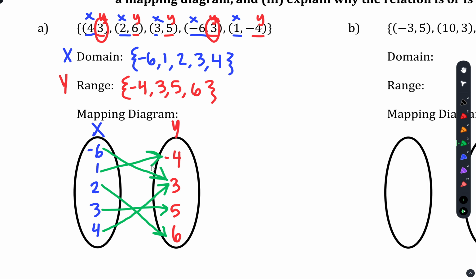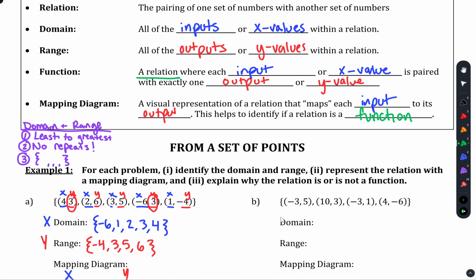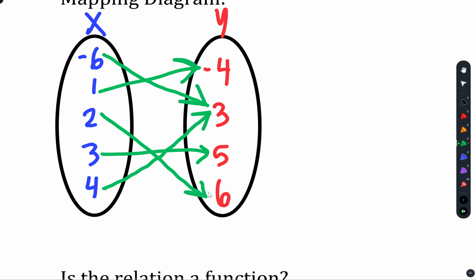That's part 2. The third part now says, now that I have a mapping diagram, I've got to determine, is this representing a function, y or y not? Let's look at my definition of a function again really quickly. It says it's a relation where each input, the x's, has exactly one y value. Not more than 1, not less than 1. So if I look here, does every x value point to one y value?